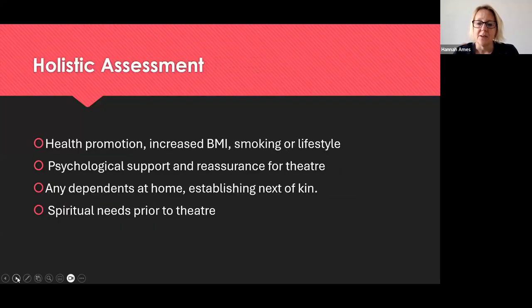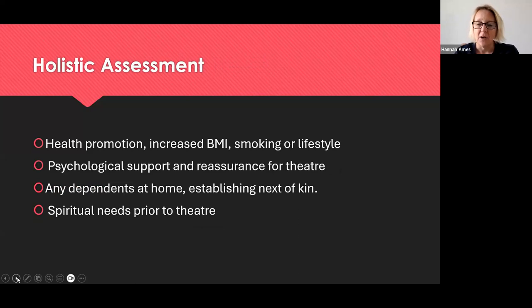Holistic assessment. So there's a potential here for there to be health promotion advice. We know hernias occur with an increased BMI. There might also be some other lifestyle advice like drinking and smoking. So look out for that advice, health promotion opportunities. There is psychological support and reassurance of theatre. Like I said, the patient might be quite anxious about going to theatre. So again, explaining the process, being able to reassure them what's going to happen, and give that support is really important.